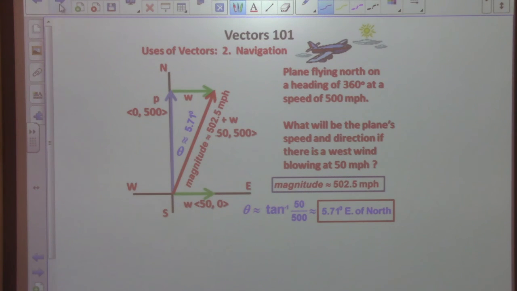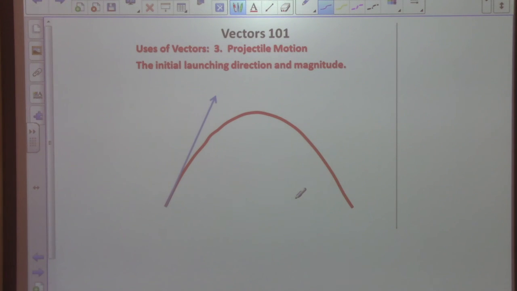So that's just a summary of direction of vectors by navigation. And one more thing we want to talk about today is projectile motion. Did you talk about projectile motion in physics? Yeah. You did? So really what it is is this.